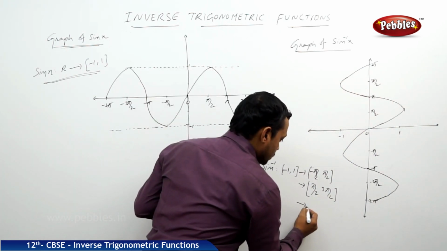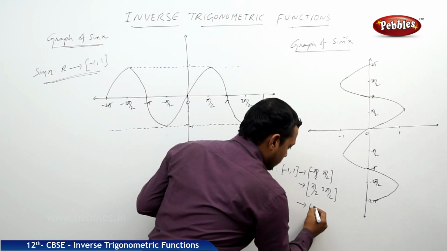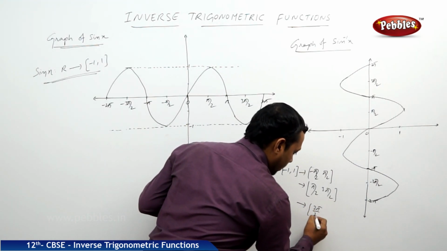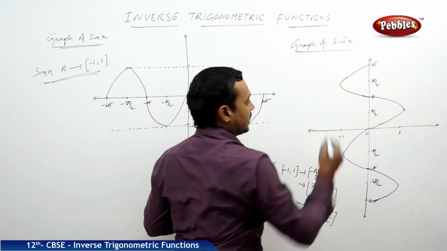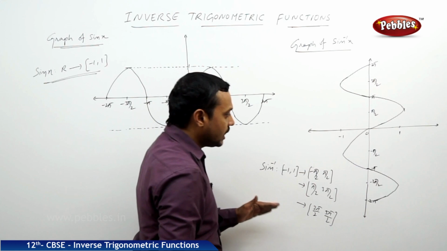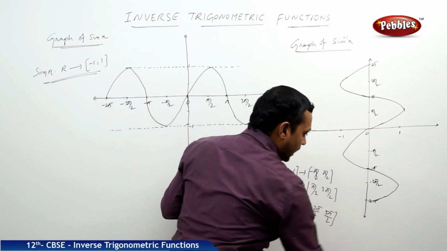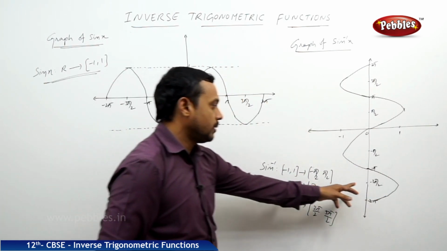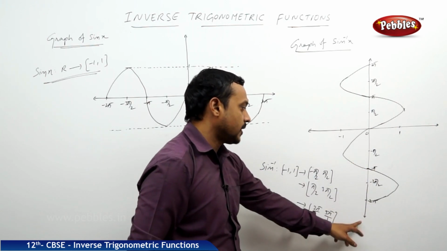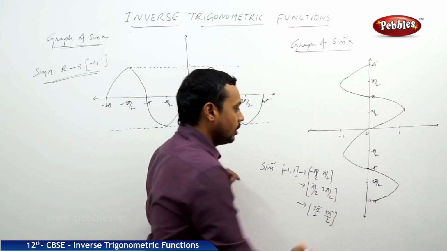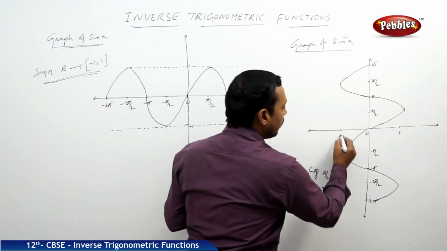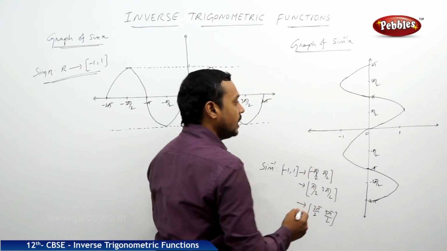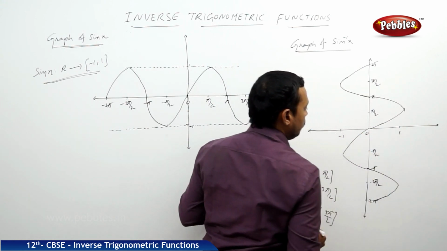Now suppose we further extend from 3 pi by 2 to 5 pi by 2, again it is one-one and onto, and the graph continues like this. Similarly, if we take the negative intervals, minus 3 pi by 2 to minus pi by 2, or minus 5 pi by 2 to minus 3 pi by 2, and further continue the intervals, finally the graph also lies between the two values, minus 1 to 1 only.